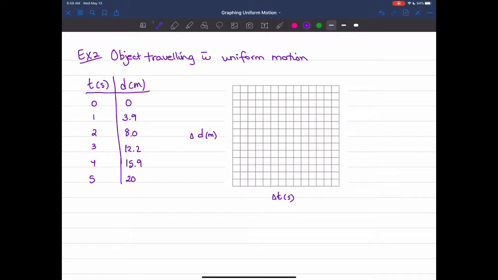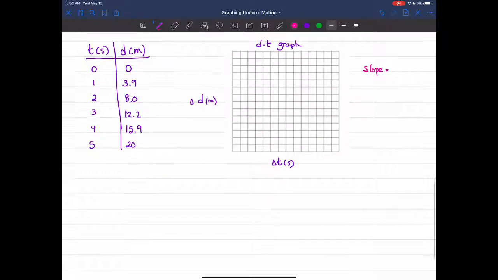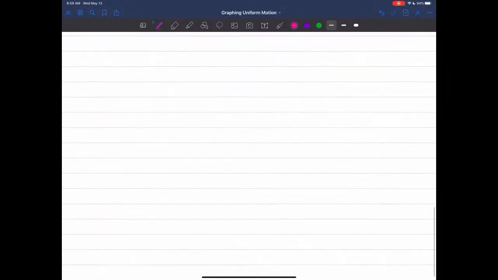So I have my change in distance and change in time, distance time graph. Get into the habit of titling your graphs, okay? And you can go ahead and plot the points on there. And then I'd like for you to find the slope, okay? And I'm gonna leave it with you. And your slope should be 4.0 meters per second. So see if you can get to that. Okay, just as an example, try it out.